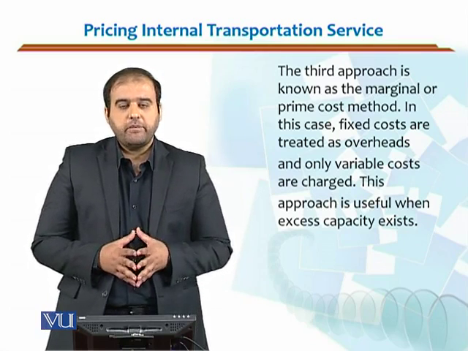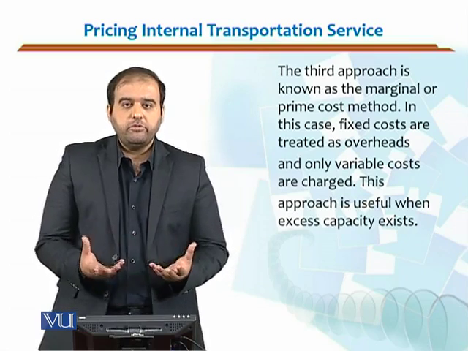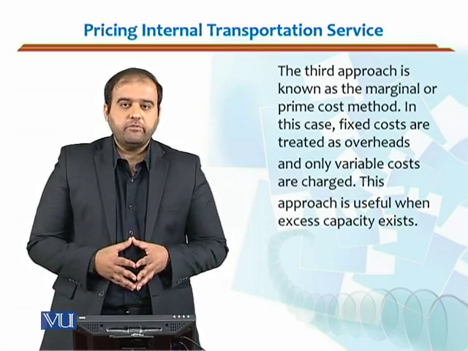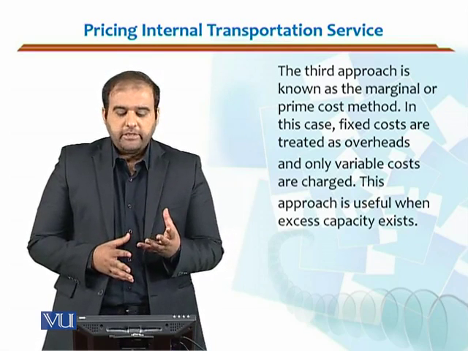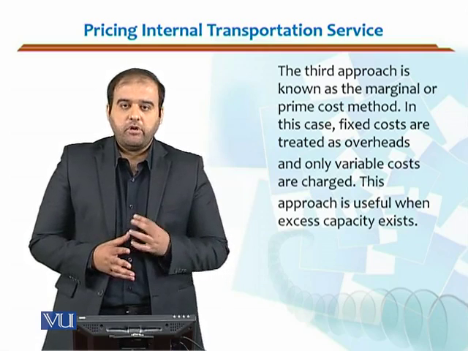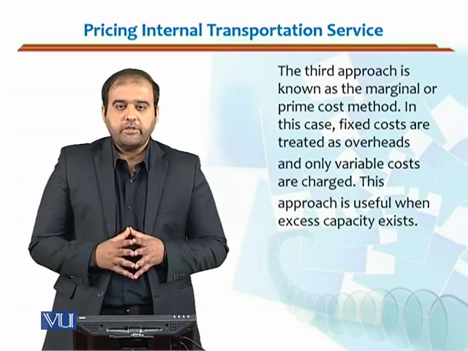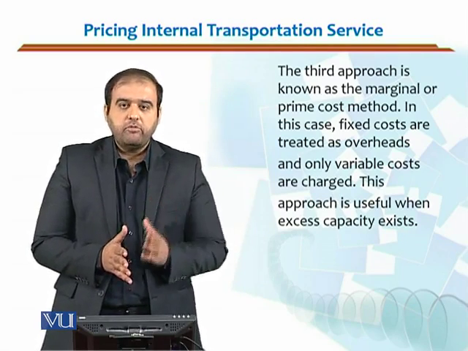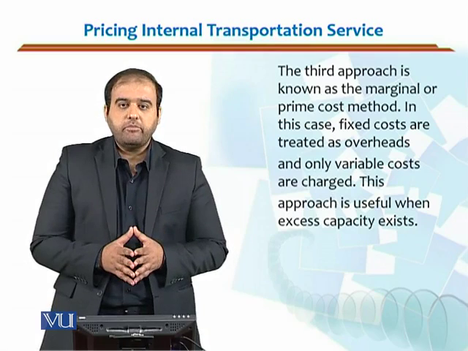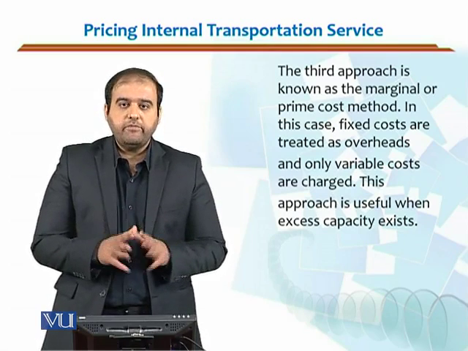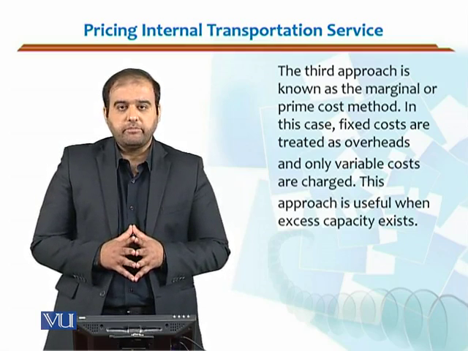We can use the marginal prime cost method when we have excess transportation capacity with us. We need to utilize it, so we need to give some incentive to the user, the one who is actually using our transportation service. So what we can do is apportion the fixed cost and include it into the variable cost and only charge that variable cost to that user. So the user will not be paying the whole fixed cost of the service which he is using. There is just only some portion of it or nothing of it, and only the variable cost and the overheads which are incurred by the system, by the transportation.